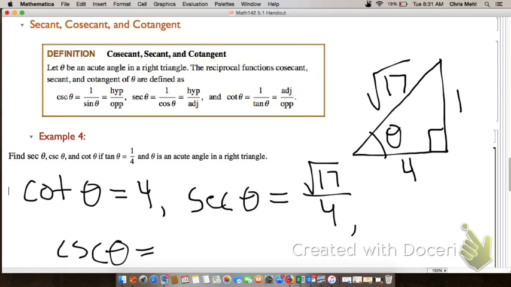Cosecant theta is the hypotenuse over the opposite side. You're just going to get root 17 divided by 1, or just root 17. And again, we could find the angle if we wanted to. We could use the expression tangent theta equals 1/4 and just apply arctangent to 1/4 to find the angle. But we'll save that for one of our next examples.